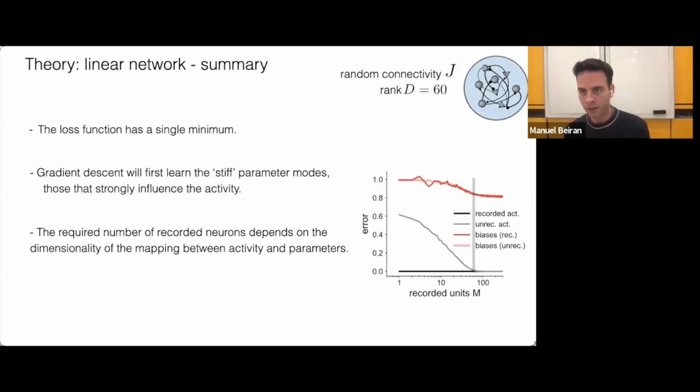But probably we don't care. I think that's also one of the messages of this talk: maybe the exact value of those single neuron parameters doesn't matter. What we want is to find just the stiff modes and learn those stiff modes in order to predict the correct activity of the neural system.